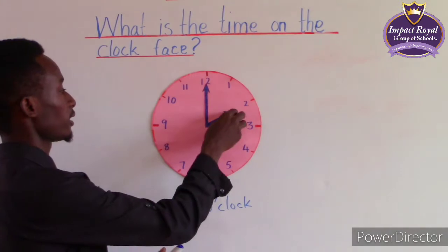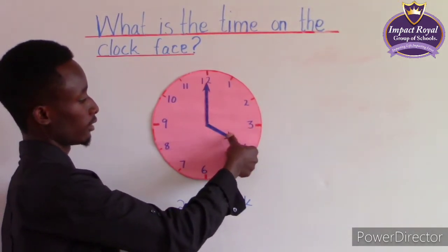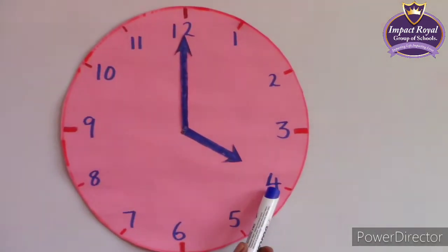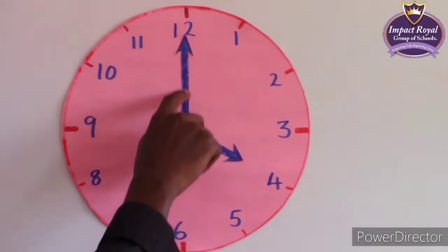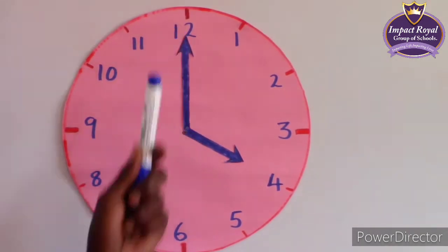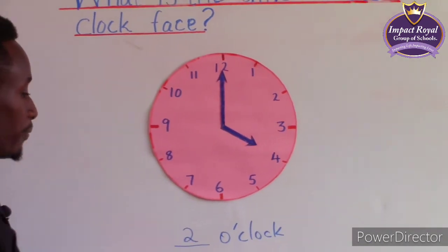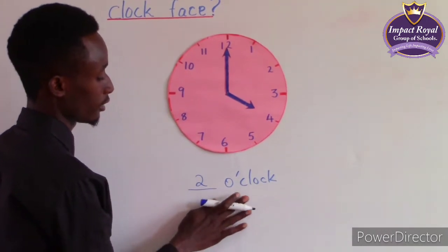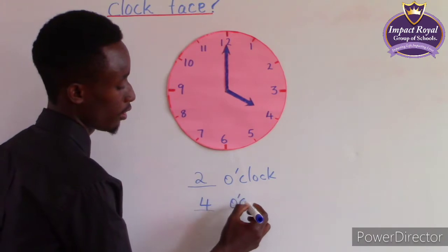When we shift this hand to another number, let's say here, our short hand is now pointing at number 4, which means the time is 4 o'clock. Because we are not shifting this hand, it's already at 12, which shows o'clock. 12 is o'clock. Luckily in grade 1, we're just focusing on o'clock. Therefore, our time here is 4 o'clock.